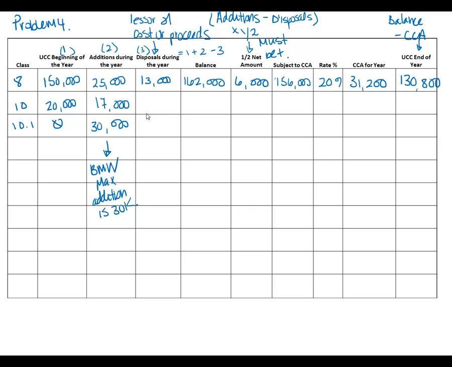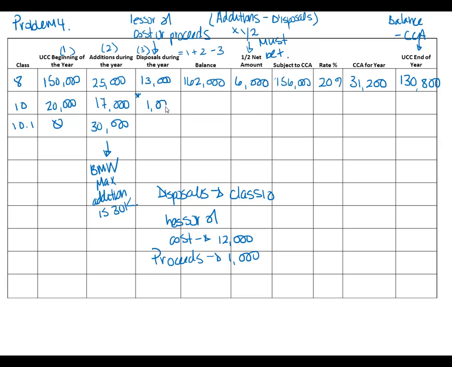Now my class 10 disposals. So here these disposals, I'm going to talk about them here. So my disposals for class 10 is going to be the lesser of either the cost, which for the Ford Focus, that's the car I'm selling, my cost was $12,000. My proceeds, it says that I only received $1,000 for the car, so the proceeds are my lower number. That's going to be my disposal figure.